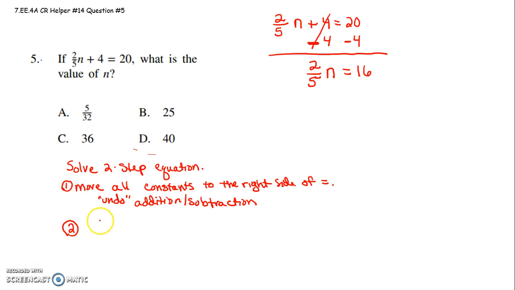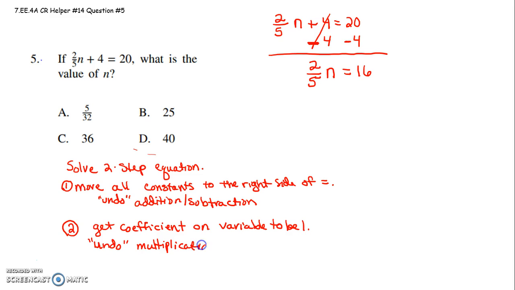Step 2 is to get the coefficient on the variable to be a 1. I don't know if I spelled coefficient right. I don't know if it has 2 F's. I feel like it doesn't. Oh, I'm sorry about that. And in order to do that, we will undo multiplication or division. And that will get the variable all by itself on one side, and that's the goal for solving an equation.